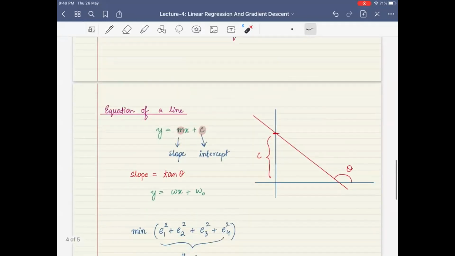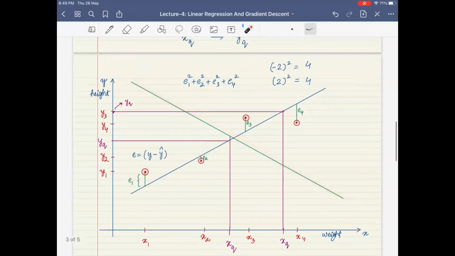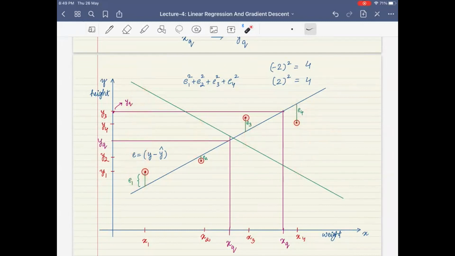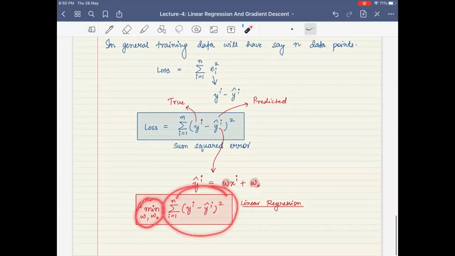That's my objective. This is also one possible line, but the error is very high. Obviously, the error for the green line for this point is this much, E1, this much is E2, this much is E3, this much is E4. All of these values are very high. If you take the square and sum them up, it's going to be very high. So this line is certainly not the line which minimizes this particular loss function. You want to find w and w naught such that this loss is minimized. That's the best fit, the best choice of line through your data points.